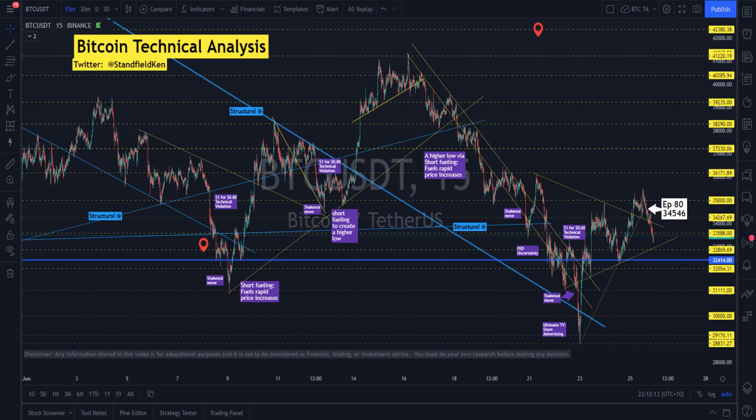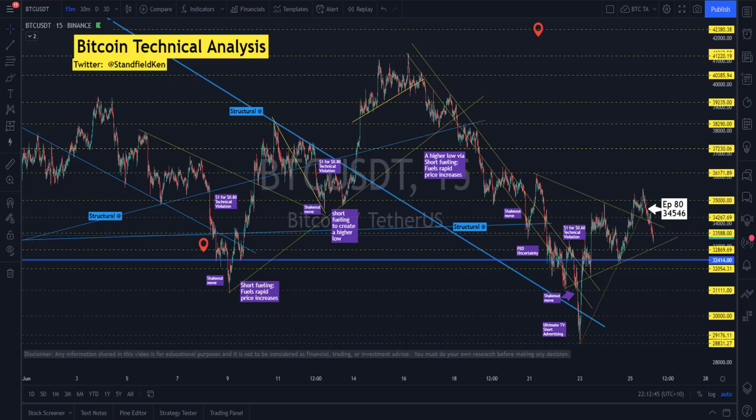Bitcoin is currently hovering around its support level of 33,588. There's support below at 32,869 and major structural support at 32,414. We have resistance at 34,267 and of course at 35,000.